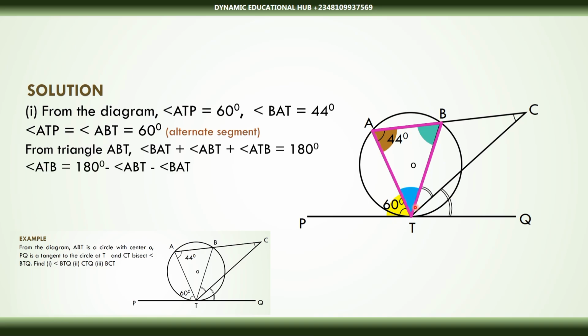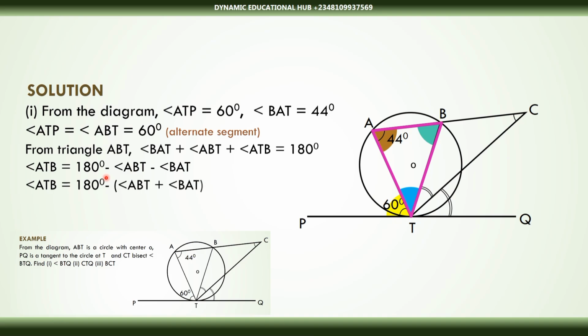So we can make ATB the subject of the formula since we know the value of angle BAT and we know the value of angle ABT. So we can make angle ATB the subject of this. If you do that, we are going to transfer BAT and ABT to the other side. Transferring them, their sign is going to change from plus to minus. So we have 180 degrees minus ABT minus BAT.